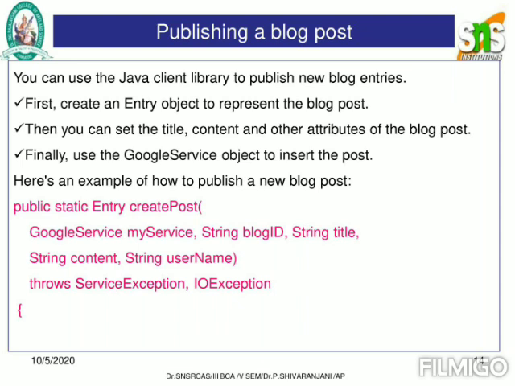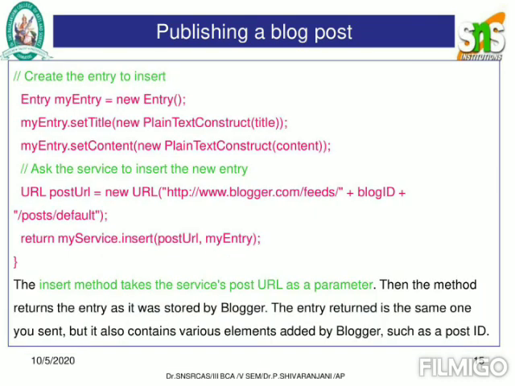So here I've used a function called createPost. It takes as input arguments the service provider, the ID of the blog, the title of the blog, the content of the blog, and the username, as arguments for the function called createPost. The throws statement is used to throw the IOException when any difficulty occurs in posting or publishing the blog. Then it has to find the error and throw it out.